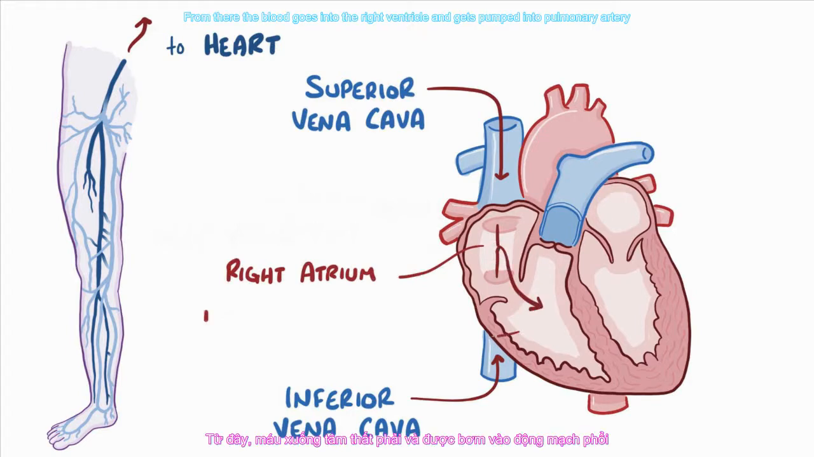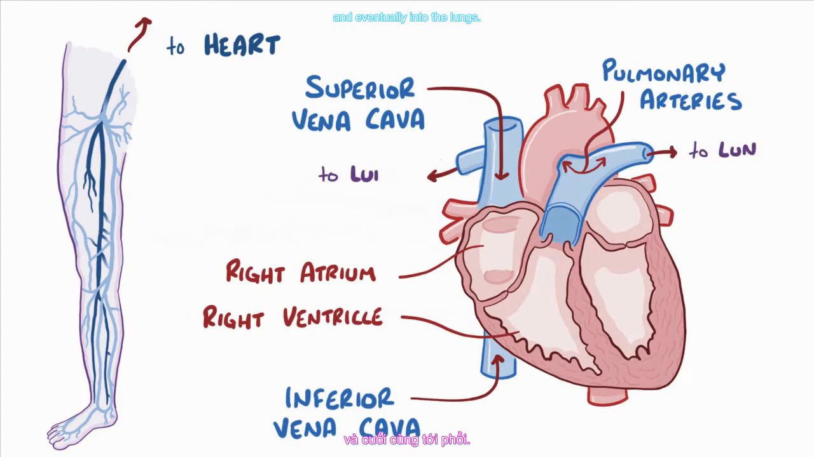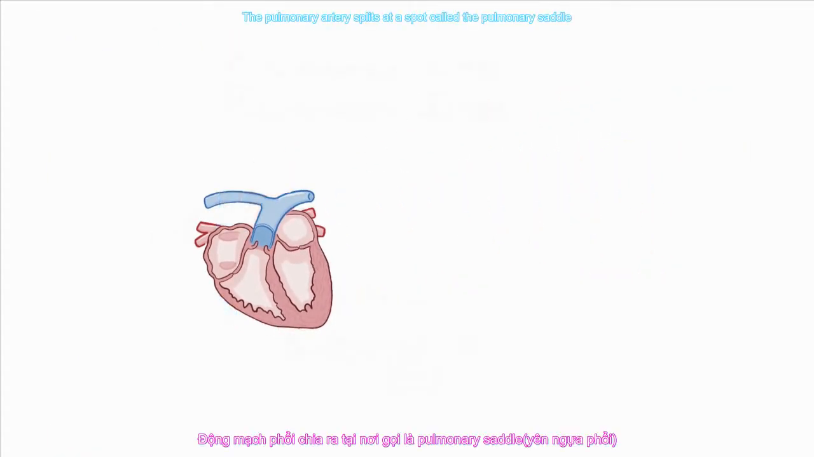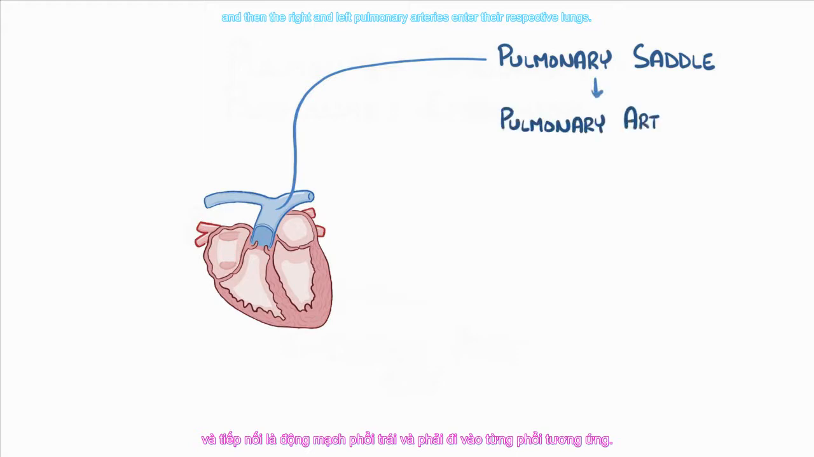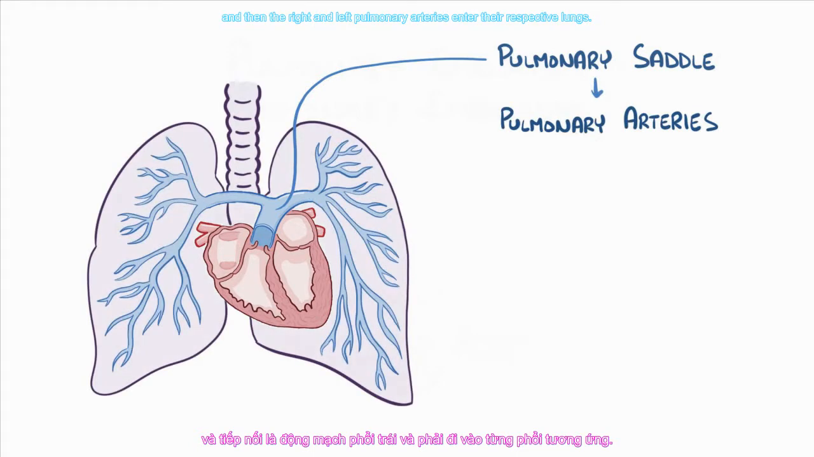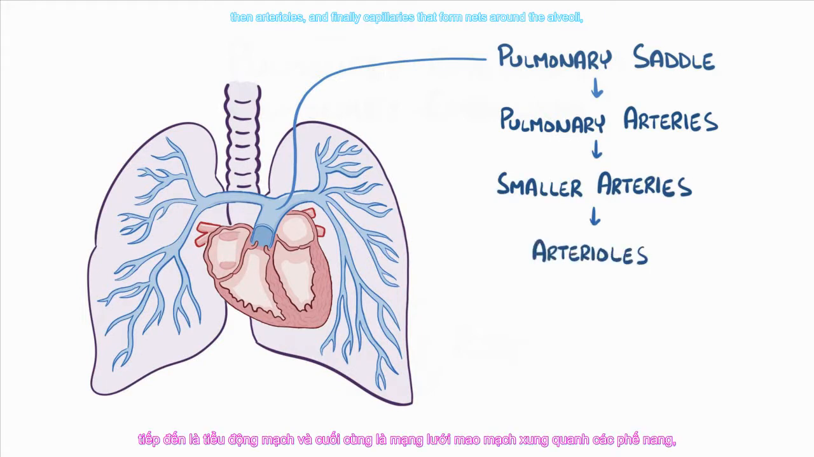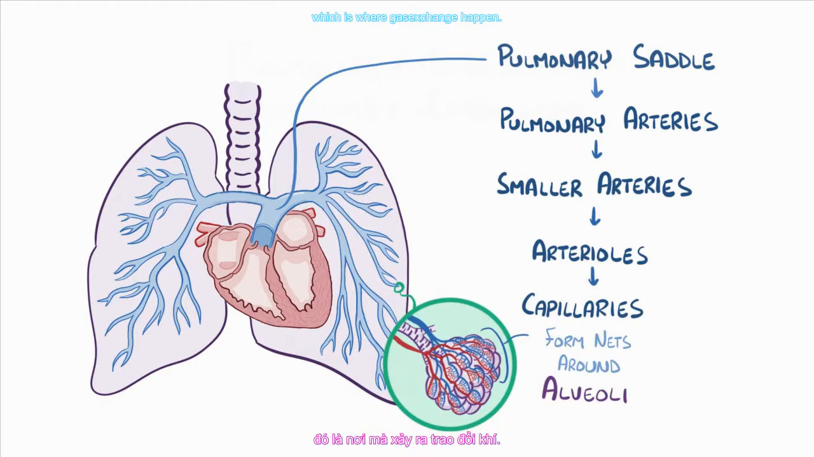From there, the blood goes into the right ventricle and gets pumped into the pulmonary artery, and eventually to the lungs. The pulmonary artery splits at the spot called the pulmonary saddle, which looks a little bit like a horse saddle, and then the right and left pulmonary arteries enter their respective lungs. Subsequent branches off the pulmonary artery lead to smaller and smaller arteries, then arterioles, and finally capillaries that form nets around the alveoli, which is where gas exchange happens.